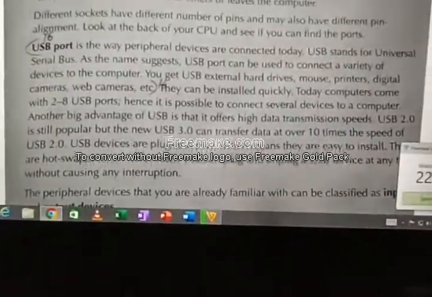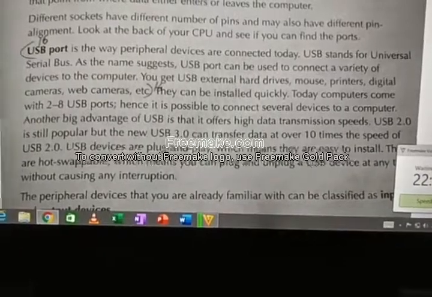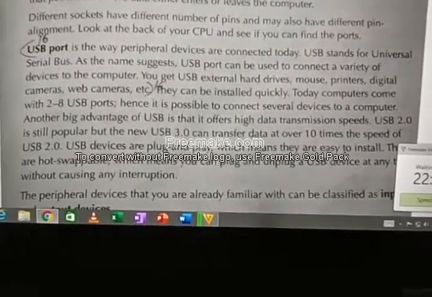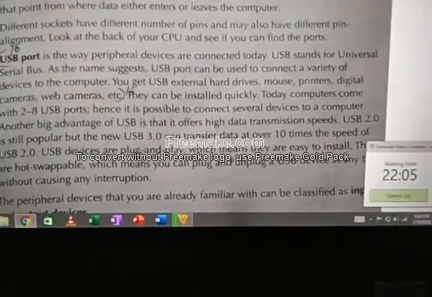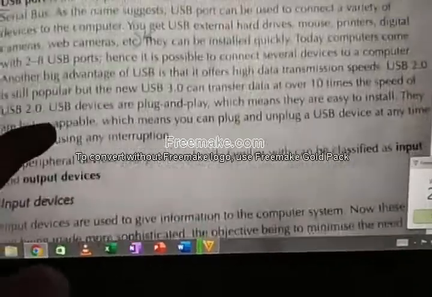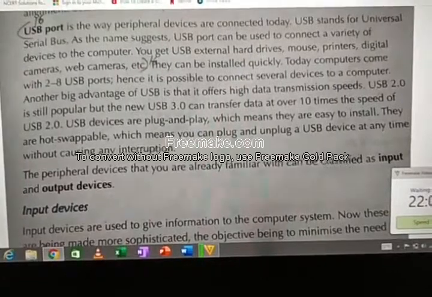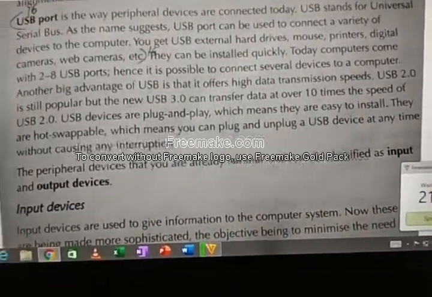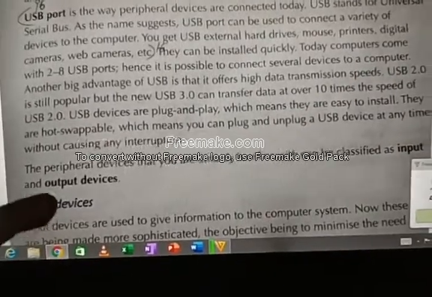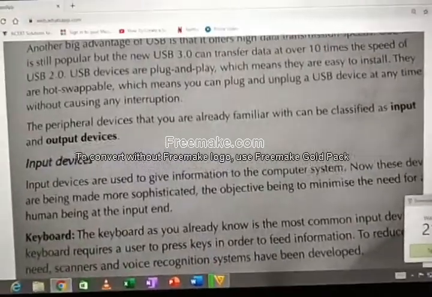USB devices are plug and play. You can plug and you can use it. That is it. You can just plug in the pen drive and use it right away, which means they are easy to install. They are hot swappable, which means they can easily be plugged and unplugged. You can plug in the pen drive and unplug it at any time. It won't cause any interruption to the computer.